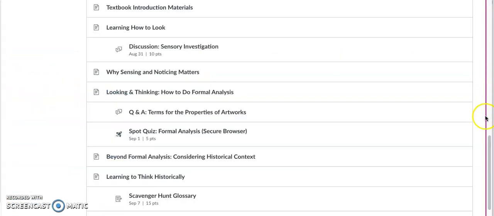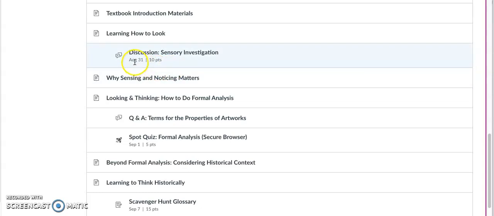If you look at the tasks ahead of you, your first discussion is all about sensory investigation, and it is a playful exercise that I hope captures your imagination, about something so fundamental to the methods of art history. It's something I'm going to emphasize over and over again in the course as I ask you to do art historical writing.